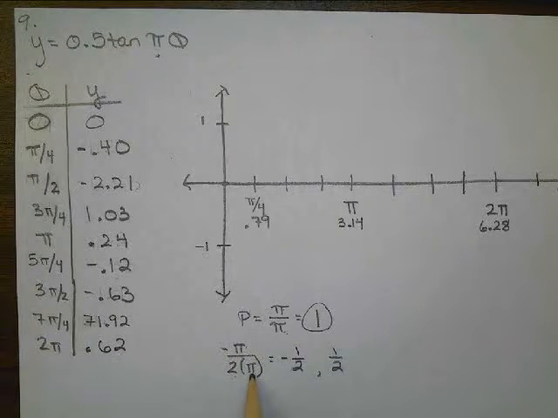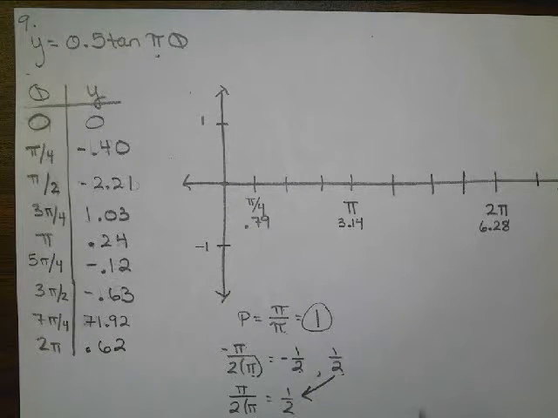So since b is pi, I take negative pi over 2 pi, and pi divided by pi is just 1, so I get negative 1/2. But again, my interval has to be from 0 to 2 pi. So the positive of that is 1/2, because that's pi over 2b, remember? It's 1/2, so that's where that comes from.